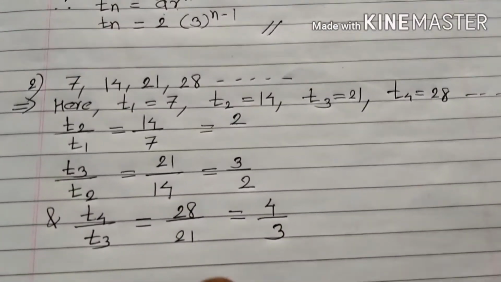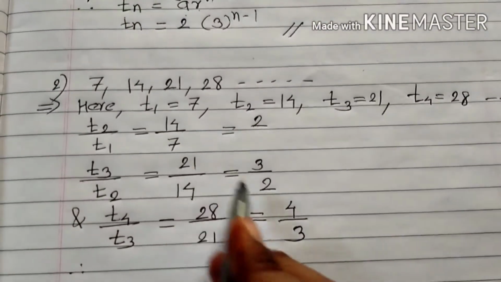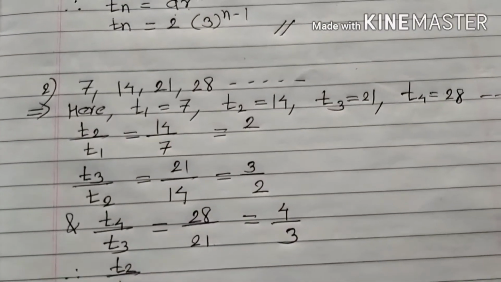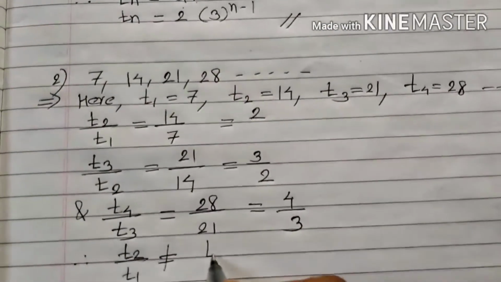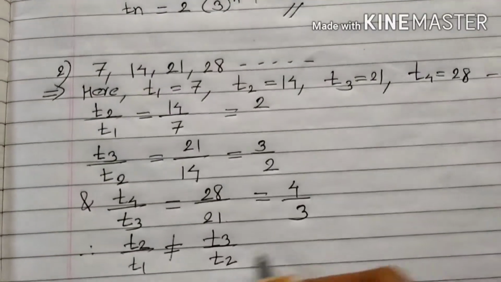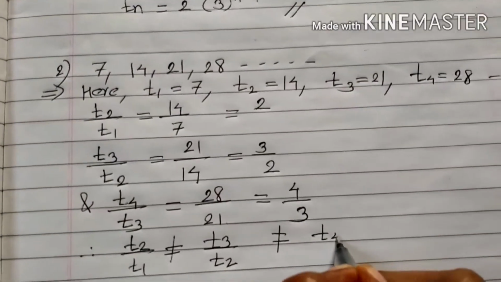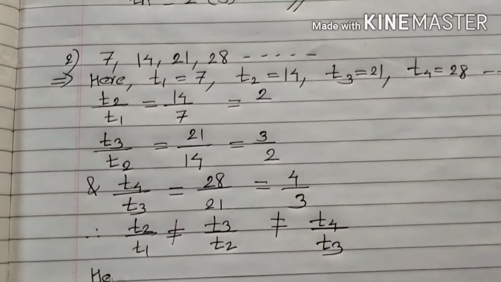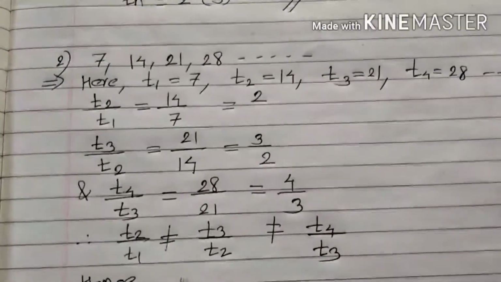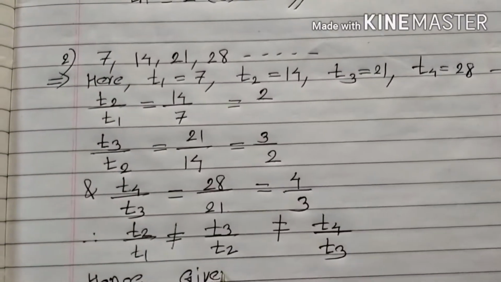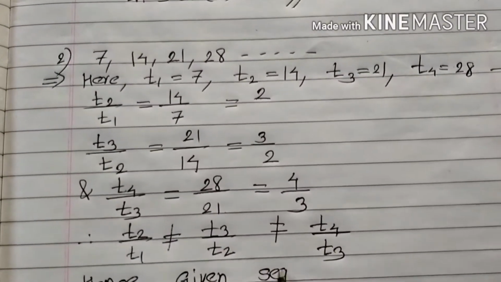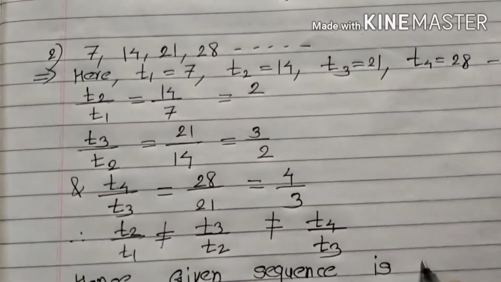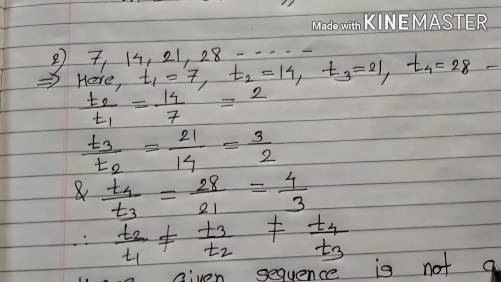So you can observe that the ratio is not the same. You can write T2 upon T1 is not equal to T3 upon T2, which is not equal to T4 upon T3. And hence, the given sequence is not a GP.